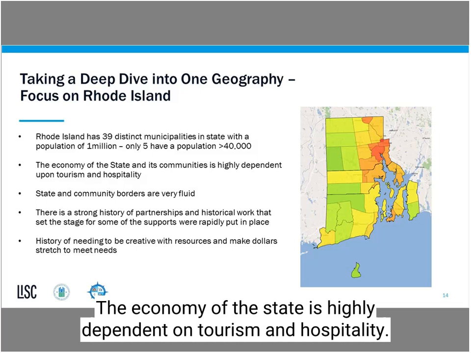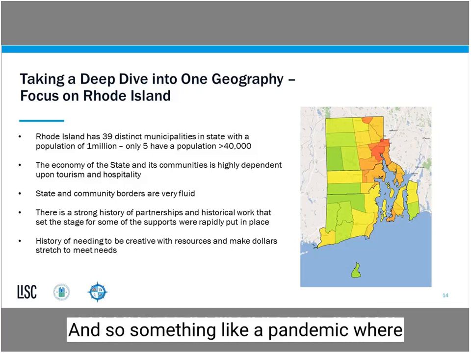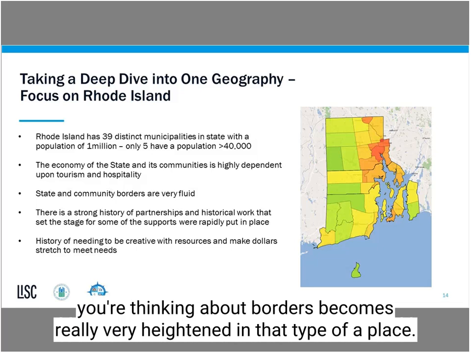The economy of the state is highly dependent on tourism and hospitality. And so something like a pandemic, where you're thinking about borders, becomes very heightened in that type of place.